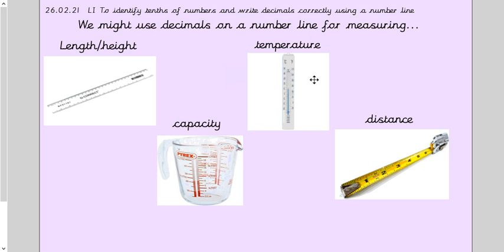Temperature, a thermometer you might use at home to take your temperature, would have a number line on the side, and you could have different decimals on it. And then distance is where you might use a tape measure, and that also has decimals on it. So lots of different things we use in our everyday lives have a number line with decimals on it. That's why it's really important to be able to not just use a number line, but to be able to use it with decimals. So that's why we're looking at it today.